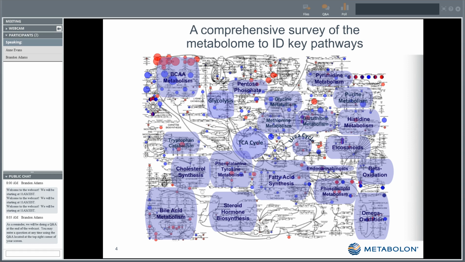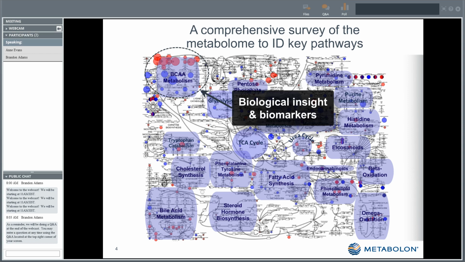But at the end of the day, we really want to be able to have markers in every range of biochemistry so that in any particular perturbation or drug treatment or whatever it may be, you can see where that biological insight is or where those biomarkers are showing up in that particular study.